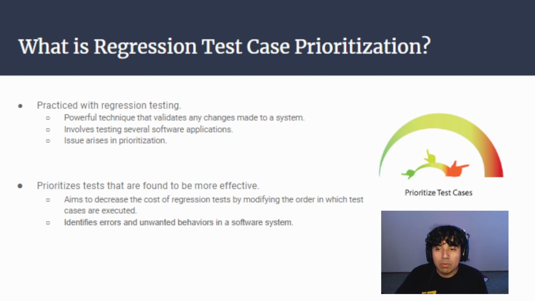However, the main issue with regular regression testing is that it doesn't consider prioritization itself. So if we were to consider a large system with an immense amount of data, regression testing could take multiple weeks to complete. So with regression test prioritization, we can prioritize tests that are found to be more effective. And this method aims to decrease the cost of regression tests by modifying the order in which test cases are executed in general. And by doing this, we can identify errors and get rid of unwanted behaviors in any software system.